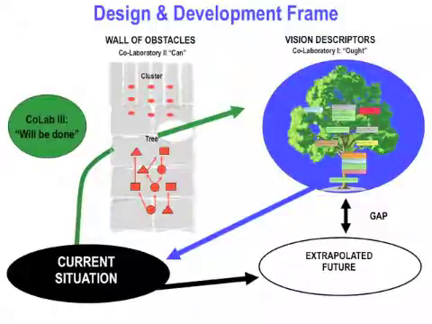As a review, Collab 1 focused on vision descriptors, building a vision tree. Collab 2, in the context of the vision tree, identified barriers to reaching the vision tree. Finally, in Collab 3, actions were identified that, if collaboratively addressed by all stakeholders, would penetrate the wall of obstacles and approximate the vision tree.